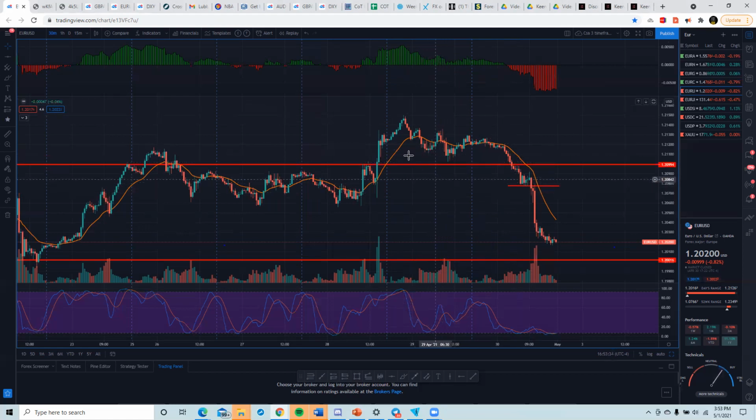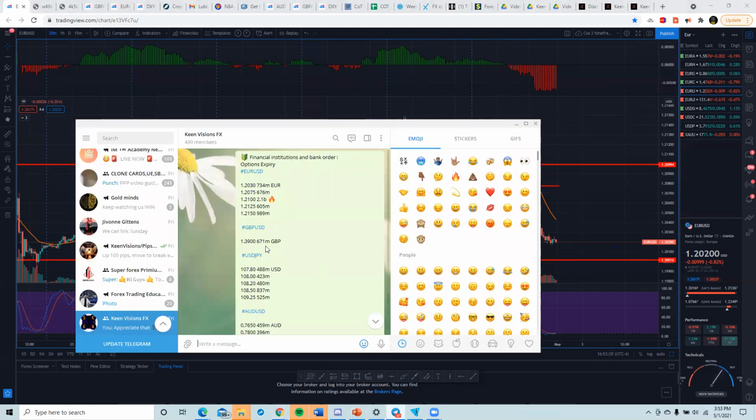Now we do give out these expiry options, giving you guys a shortcut or a hack into the market each week in our private group, or actually in our public group as well.